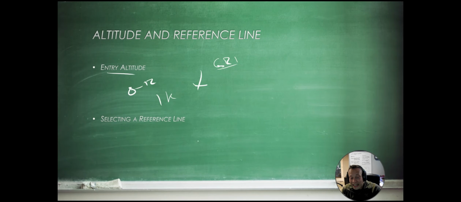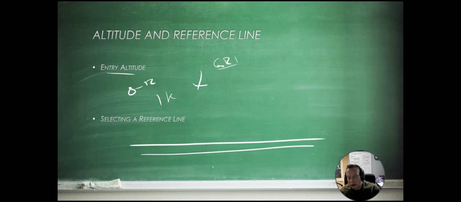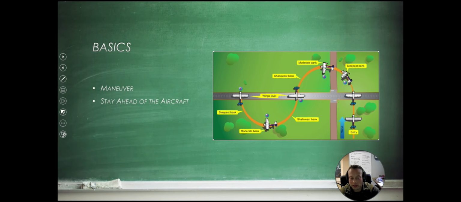We need to select a reference line. For this, we want a nice long road or a river or a railroad track, something like that, to complete our turns. And we want to enter on the downwind. So if this is the wind, we want to enter like this, right? And that's what our S-turns across the road are going to look like.